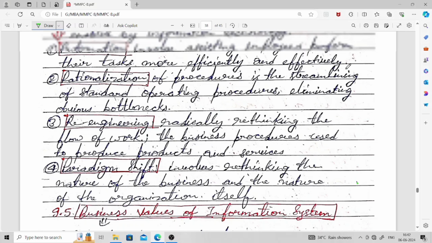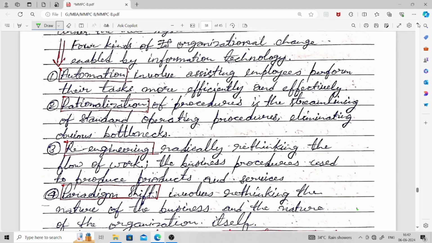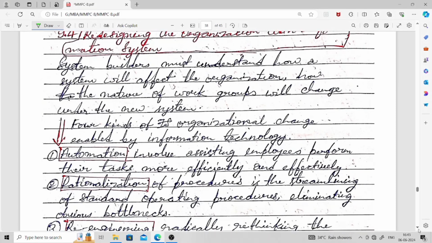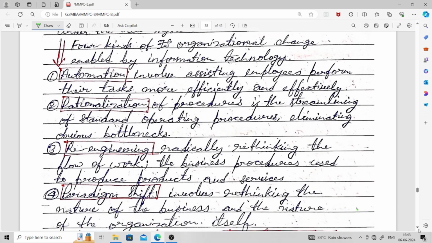Now I think that is not responding, so this is a little bit slow, but don't worry. So these are four kinds of organizational change enabled by information technology. I think that is clear. Redesigning the organization with information systems happens in the form of automation, rationalization, re-engineering, and then paradigm shift. These are the possible ways by which we can redesign the organization using information systems or information technology, because information systems nowadays are made up of information technology.